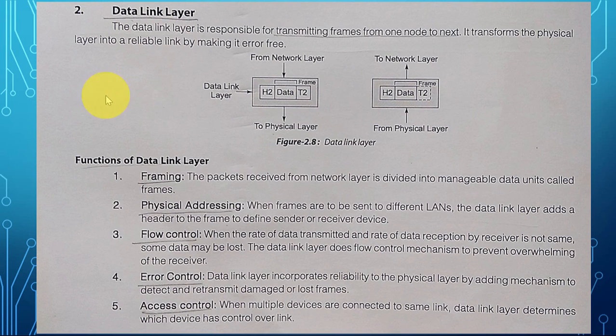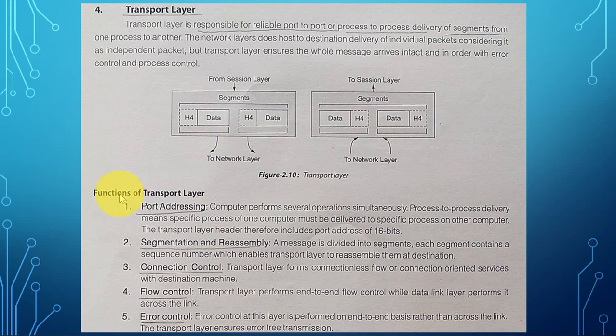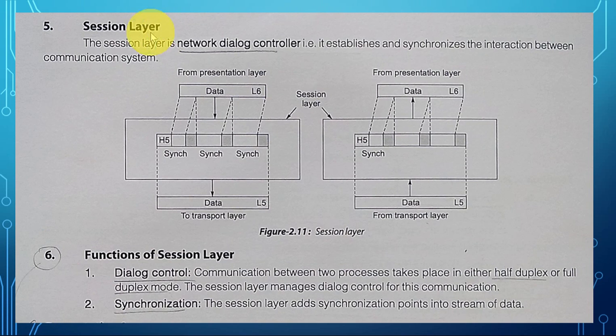Next is the data link layer. The data link layer is responsible for framing, physical addressing, flow control, error control and access control. Network layer: the network layer provides logical addressing, that is the IP address, and routing. Transport layer: the transport layer is responsible for port addressing, segmentation and reassembly, connection control, flow control and error control. Session layer: the session layer is used for dialog control and synchronization of the data.